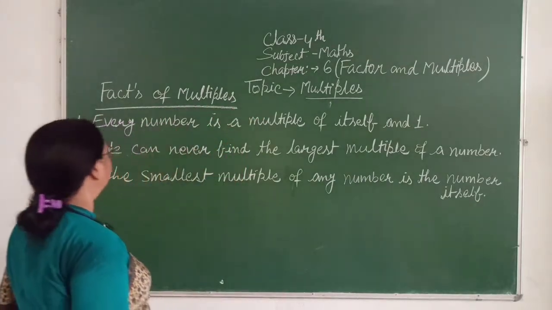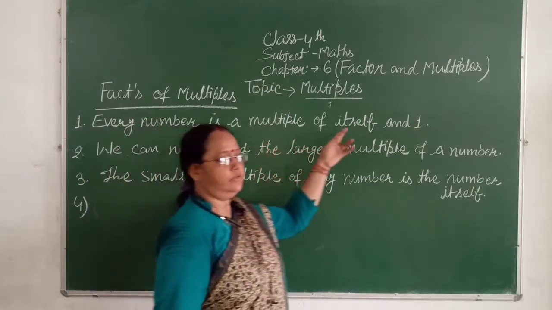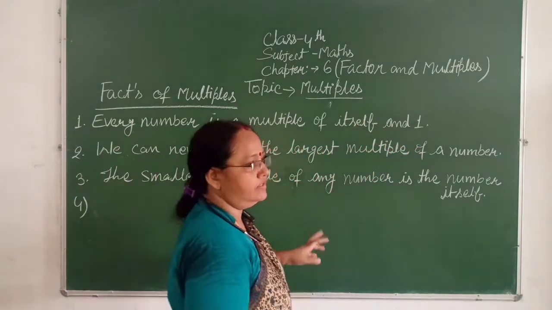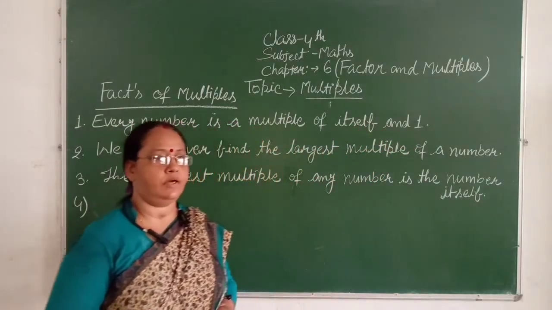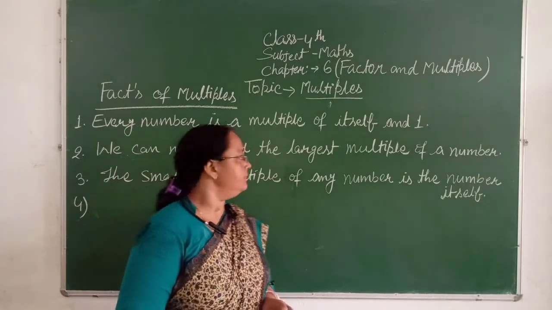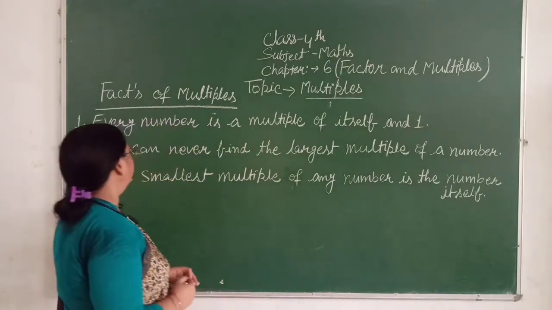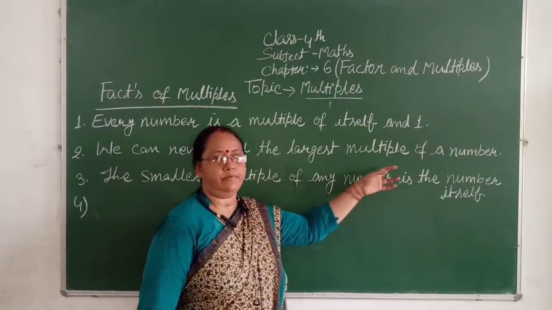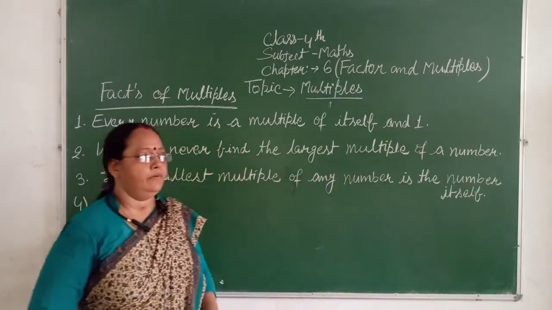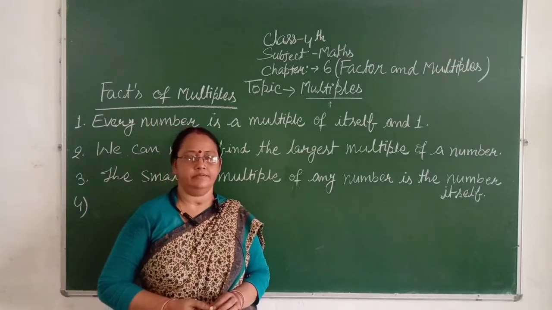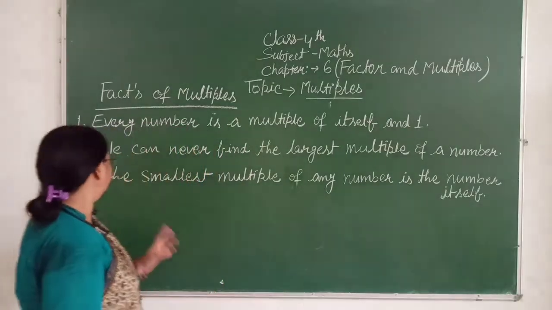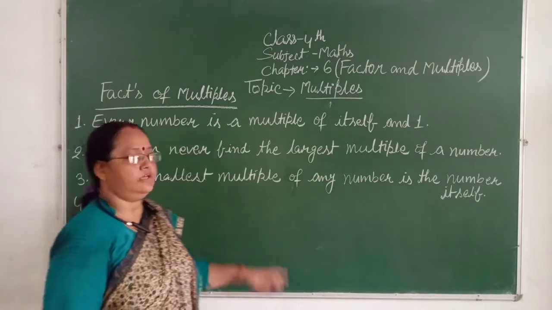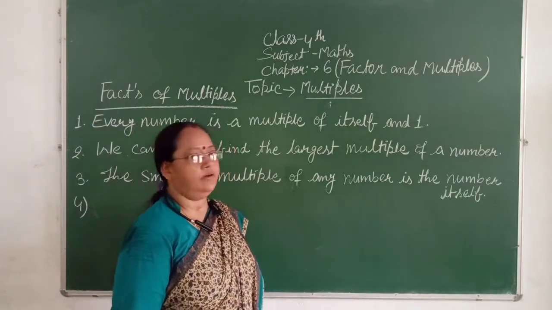At first, every number is a multiple of itself and 1. किसी भी नंबर का मल्टीपल वो खुद का मल्टीपल और 1 का मल्टीपल हो सकता है. And we can never find the largest multiple of the number. Means multiples of the number are infinite. And the smallest multiple of the number is the number itself.